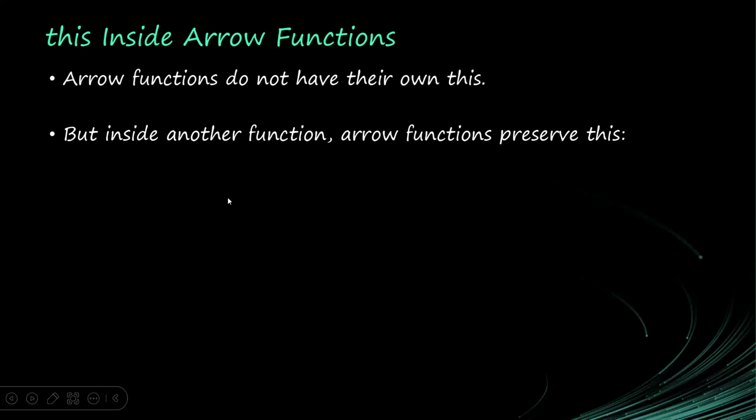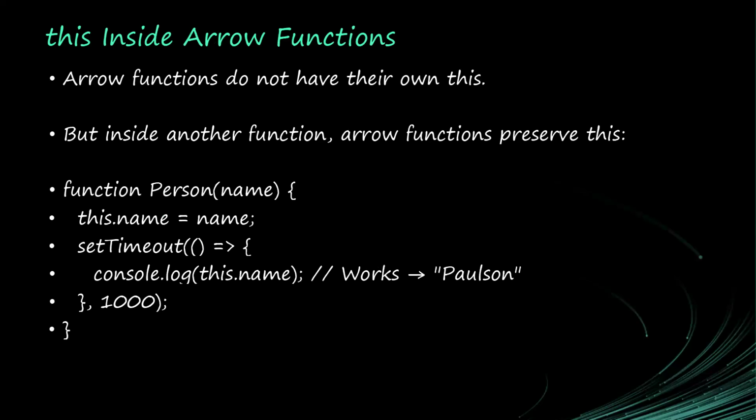But inside another function, arrow functions preserve this keyword. If the arrow function is inside of another function, look at it: we have a function called person, and inside of it we are running an arrow function inside of this setTimeout. So what is the outer scope? The outer scope is the function scope. So this here will refer to the function scope, no longer the global scope.